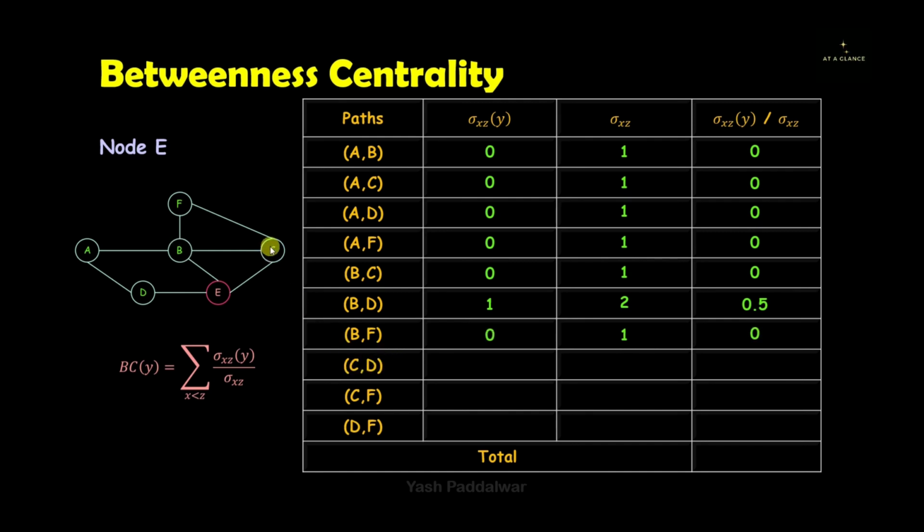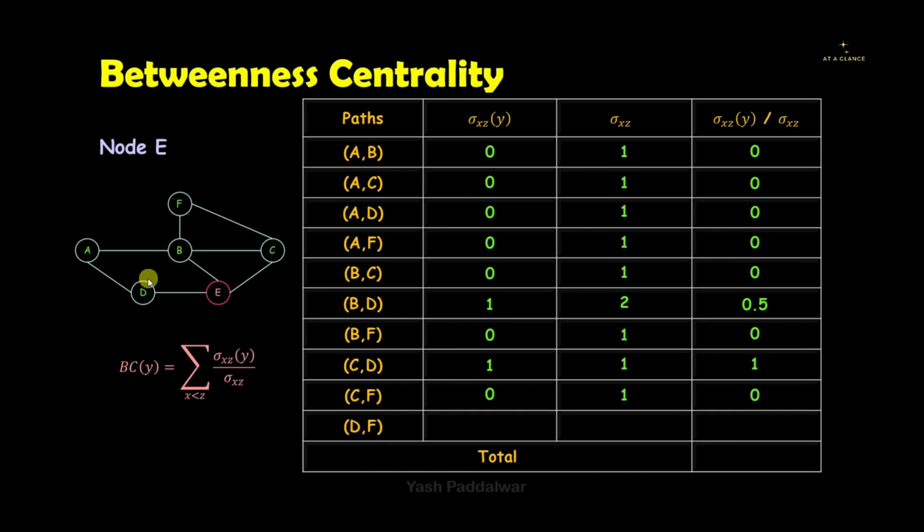Next is CD. You can see that CD is connected with a single shortest path which is CED, hence sigma xz will be 1. Now this particular shortest path also contains the node E in it, hence sigma xz of y will be 1. 1 divided by 1 is 1, hence the centrality measure of CD will be 1. Next is CF. CF is directly connected with an edge, hence the centrality measure will be 0.